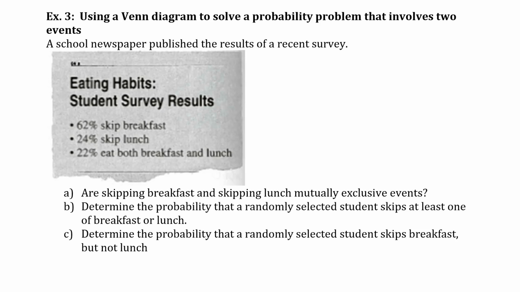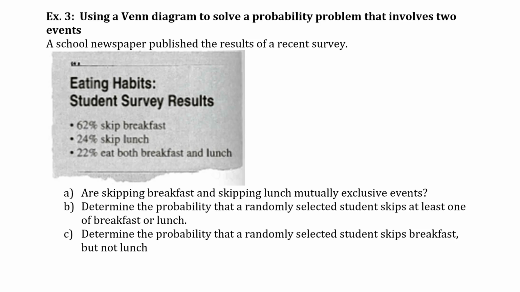Example number 3. Using a Venn diagram to solve a probability problem that involves two events. A school newspaper published the results of a recent survey. Eating habits. Students' survey results. 62% of students skip breakfast, 24% skip lunch, and 22% eat both breakfast and lunch. Well, good for them.